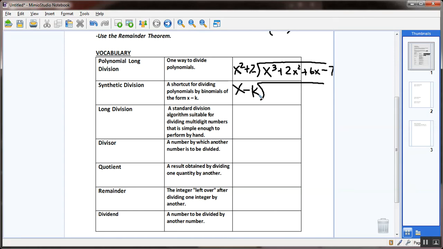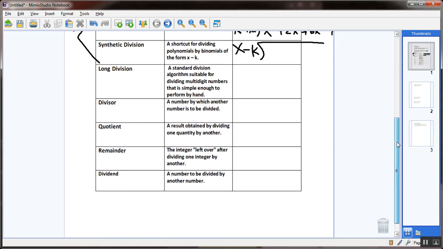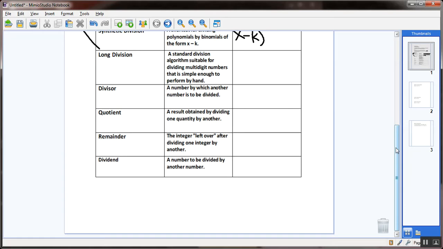These are going to be the two newbies right here. These are the two things that are going to be new for you. Now, guys, we're going to take what we've known in the past, prior knowledge, and say, what are these terms? Well, long division. It's a standard division algorithm suitable for dividing multi-digit numbers that is simple enough to perform by what? Hand. We're going to have to do that today with the polynomials.